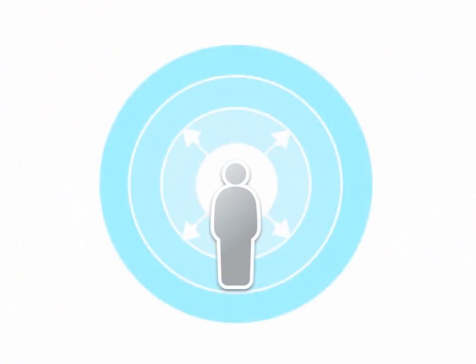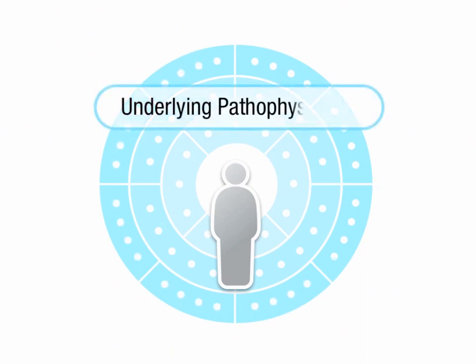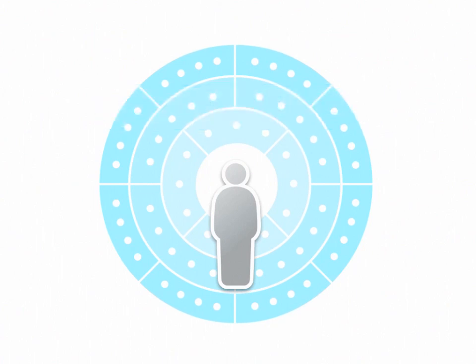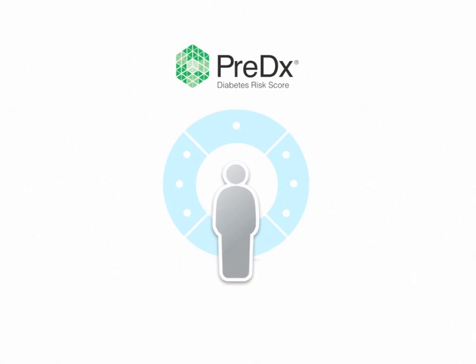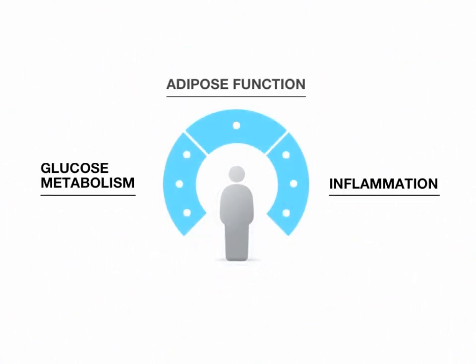Gaining a more accurate assessment of diabetes risk, a more complete picture of the puzzle, is really a process of understanding the underlying pathophysiology of diabetes development. Which biological pathways and which biomarkers associated with those pathways will tell you the most about the underlying physiology that supports glucose homeostasis over the long term? The research in developing PreDx DRS identified three primary pathways: glucose metabolism, inflammation, and adipose function as being the most strongly implicated in the progression to disease.